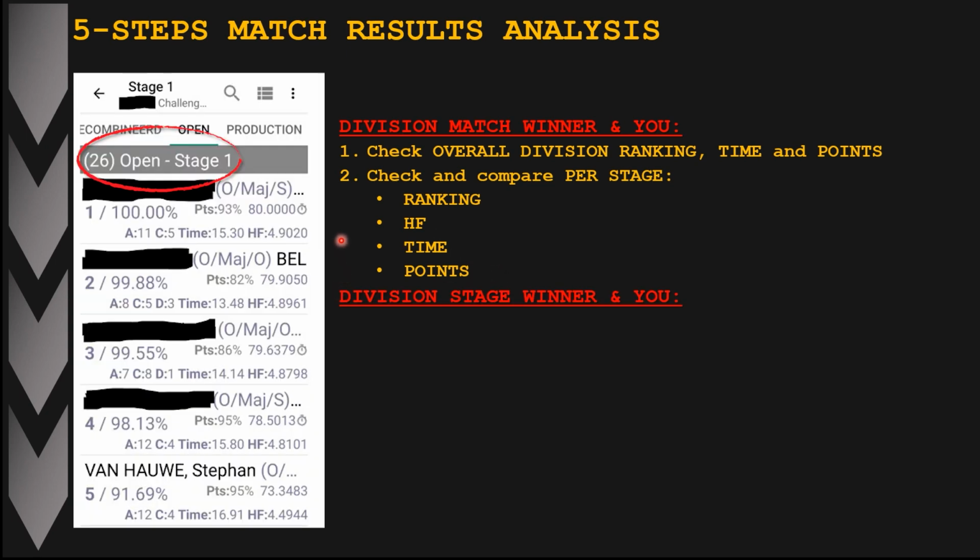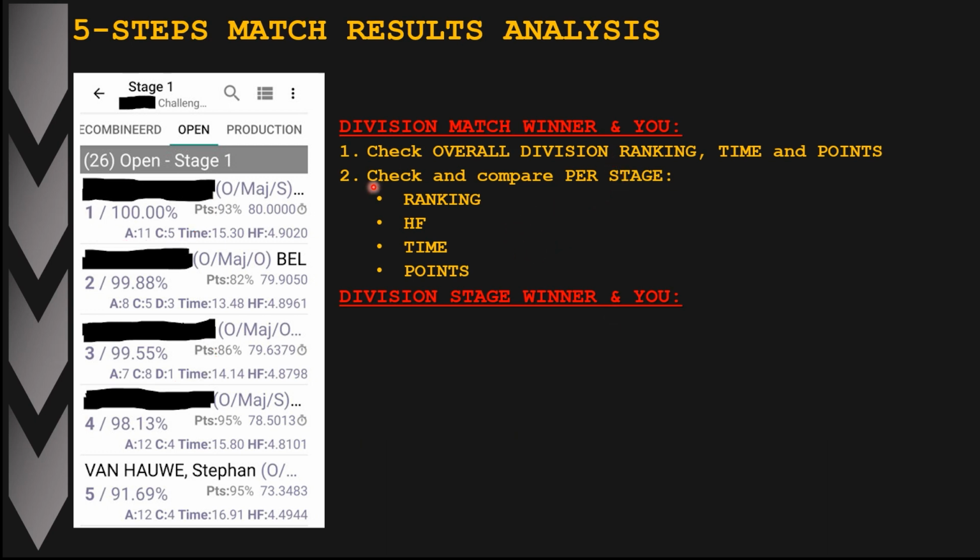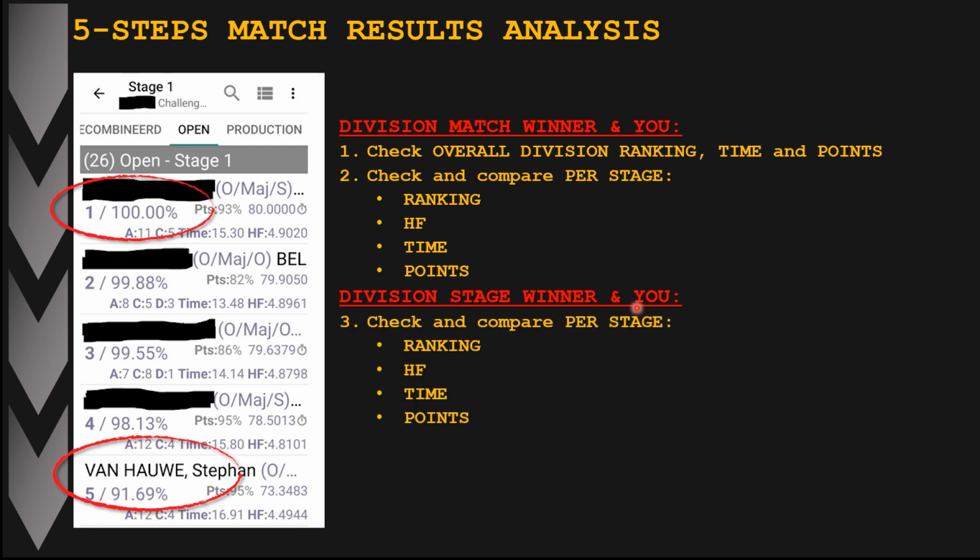Then we go into the division stage winners and yourself, which might for some stages be the same, but oftentimes you'll see that somebody else than the division match winner actually won the stage. So now we dig in per stage. We did something similar above when we compared our results in the stage with the division match winner. Now we're gonna do the same in the stage with the division stage winner.